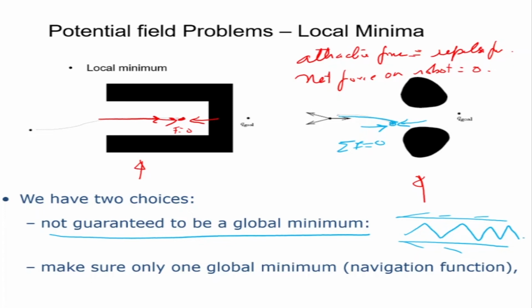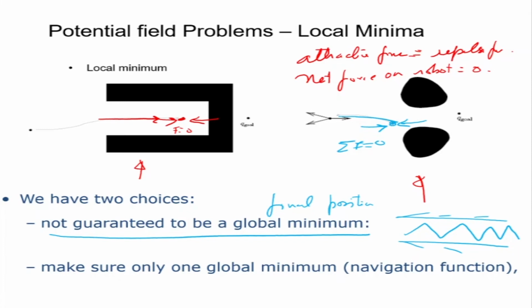It can start chattering. Okay. So this is one problem, that the position of the robot is not guaranteed to be a global minima. Now, how do we ensure that the final position will be a global minima? That is the question here. Okay, how can we ensure that it is not a local minima, but it's a global minima?